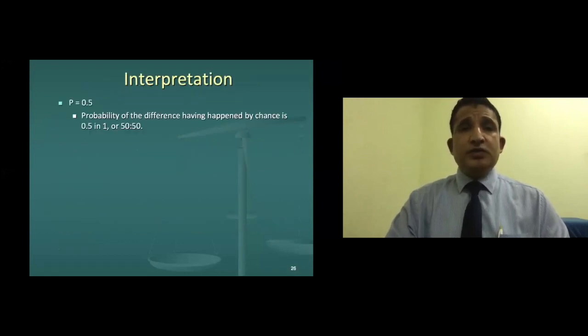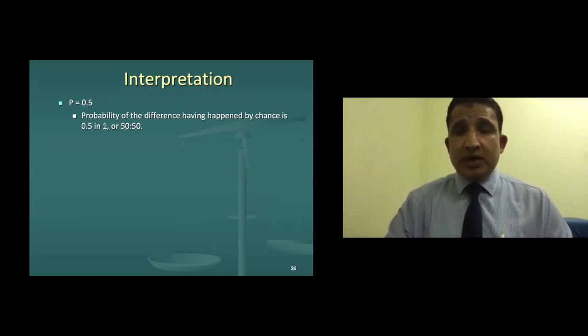If p is 0.5, the probability of the difference having happened between two groups by chance is 0.5 in one. 50-50, not good. In modern medicine, anything which is 50-50 is just like tossing a coin. It is not acceptable, so it is not significant.